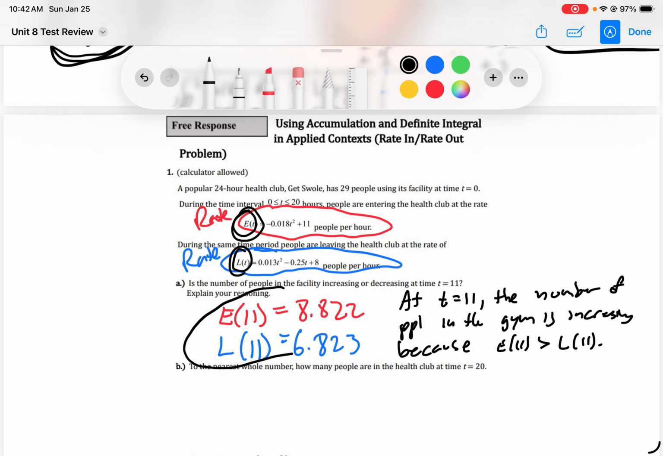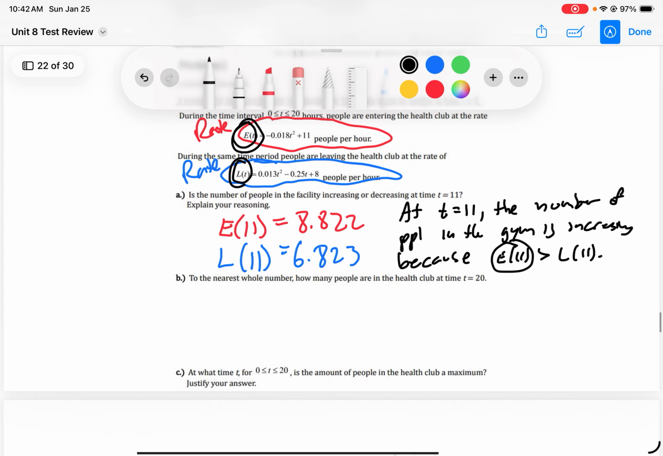And if you ever refer to numbers like E of 11, make sure you write what the number is, the number that the calculator gave you. So just little things that you make sure you're writing down to get full credit.